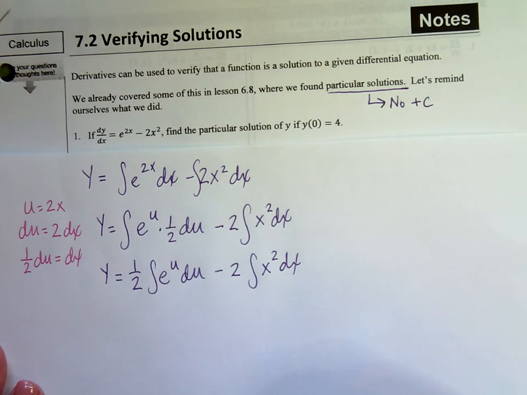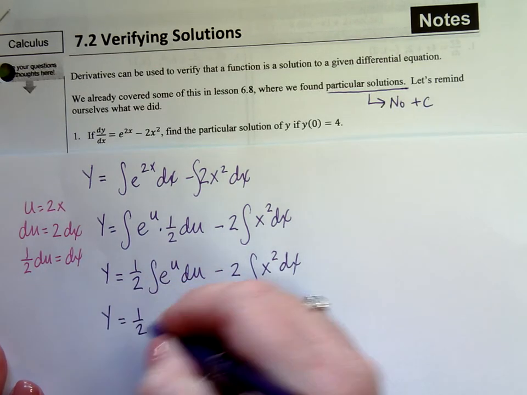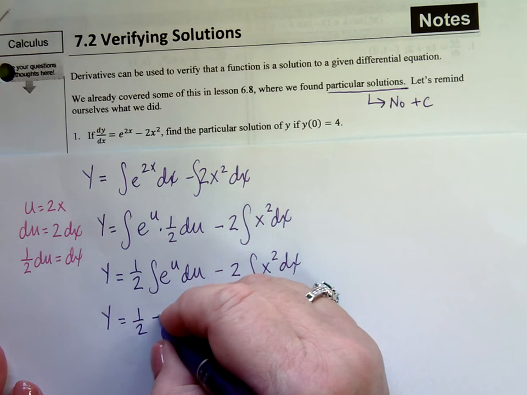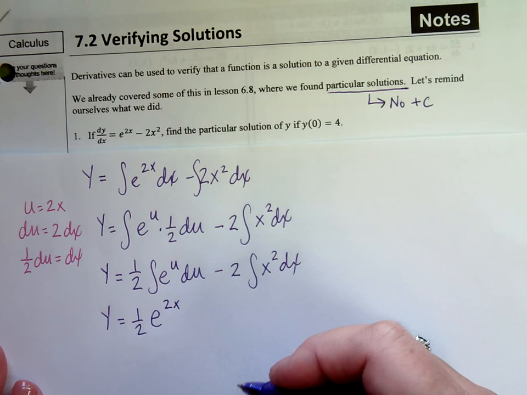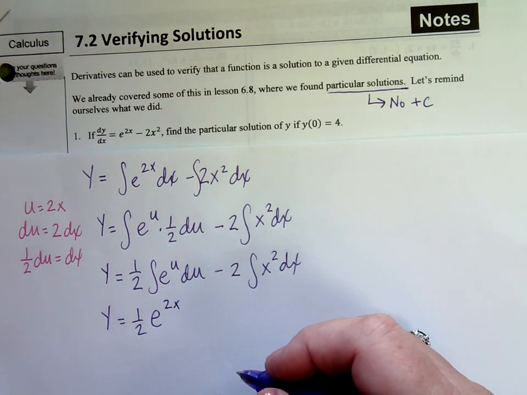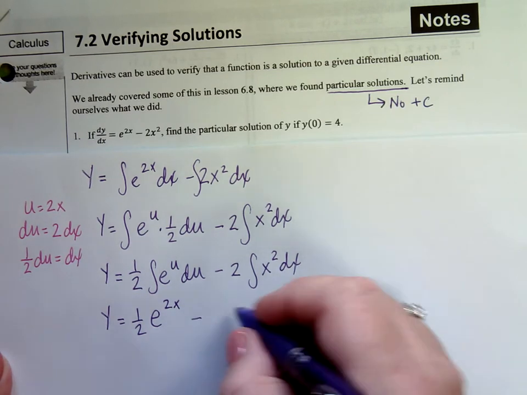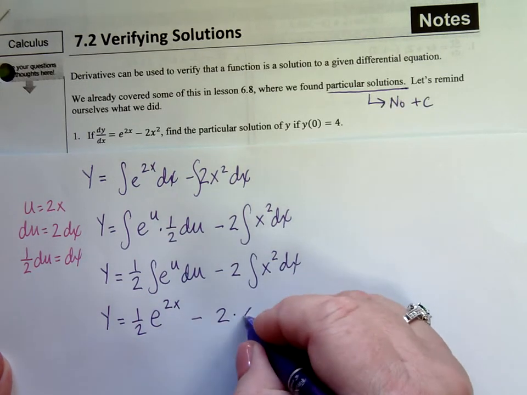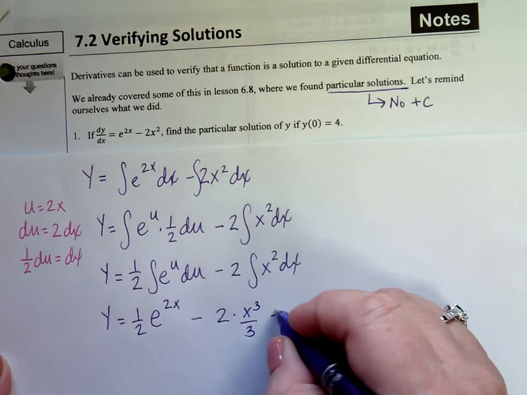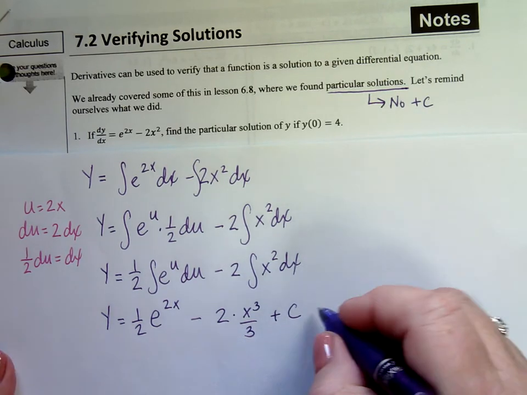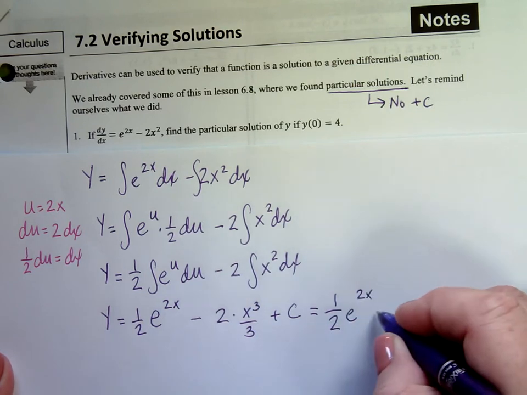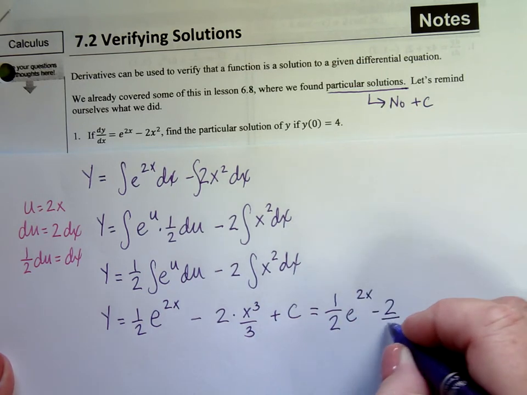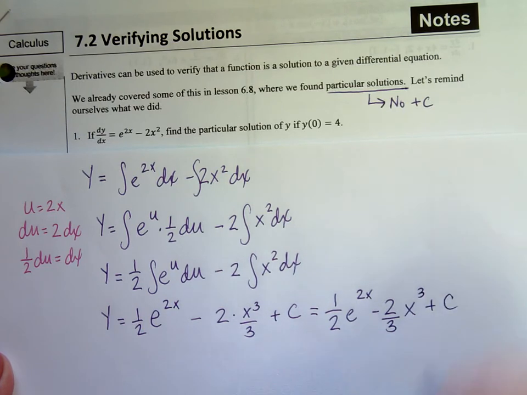Well, what's the integral of e to the u? It's e to the u, right? So I have 1/2. The integral of e to the u is e to the u, and what's u? Well, u is 2x. So there's the integral of that piece. 1/2 of e to the 2x minus 2. What's the integral of an x squared? x cubed over 3. But then I need a plus c. So if I put this all together, as pretty as it can be right now, it's going to be 1/2 e to the 2x minus, I guess I could say, 2/3 x cubed plus c.